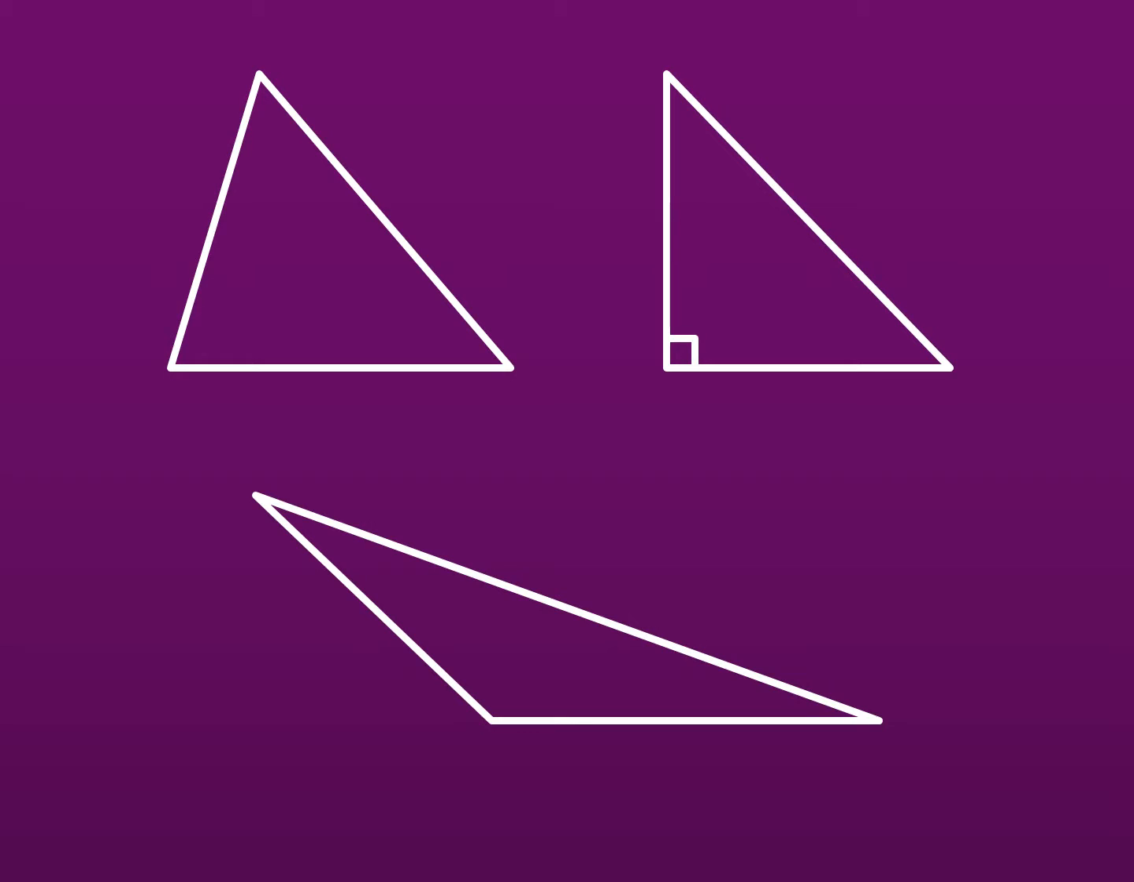So here we have an example of an acute triangle. Here's a right triangle, and then here's an obtuse triangle.